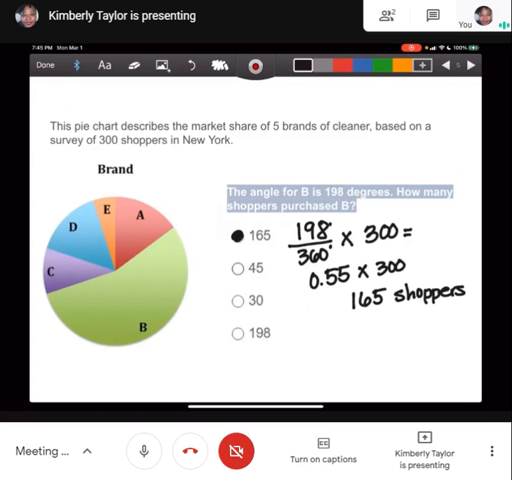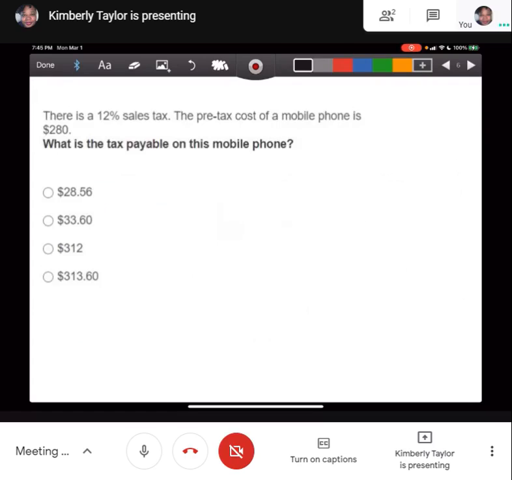Okay, next question. There is a 12% sales tax. The pre-tax cost of a mobile phone is $280. What is the tax payable on this mobile phone? In order to figure out sales tax, you just have to multiply it by the total cost. So we have $280 times 12%.